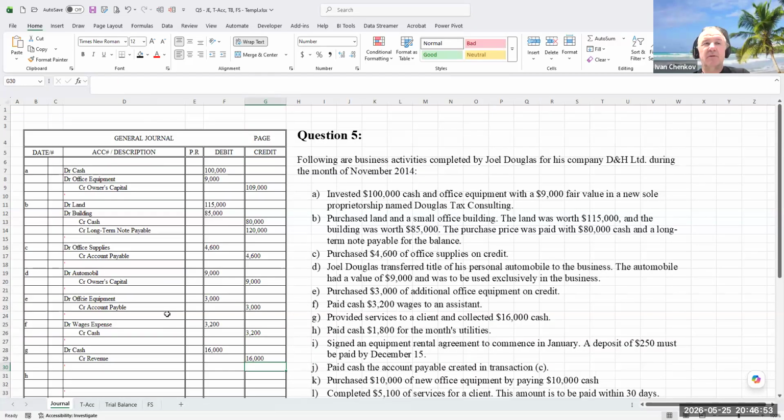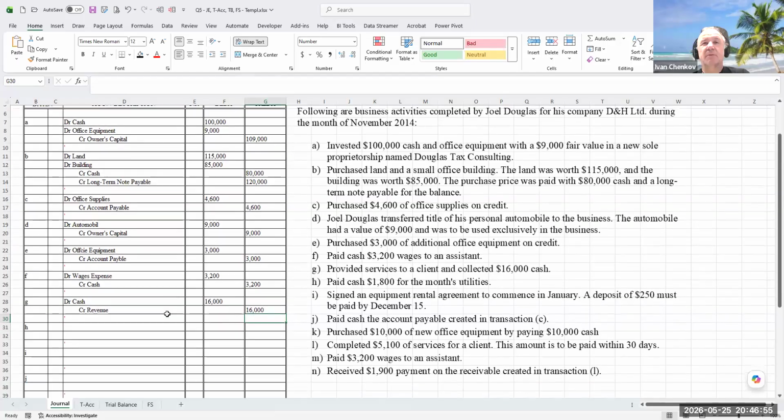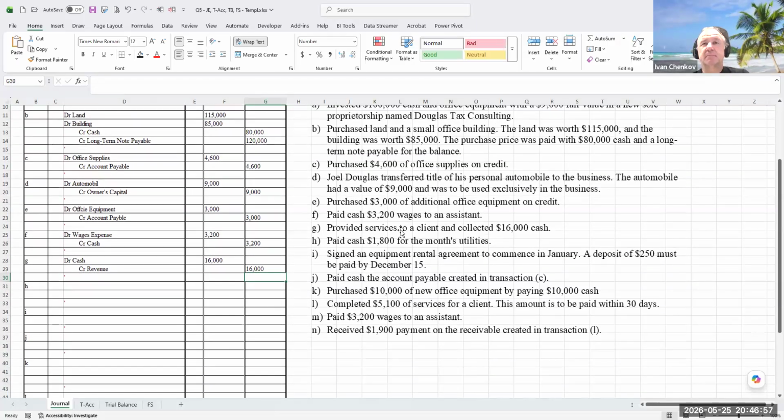Let's keep going with our transactions. Let's see what else is going to happen with this company. So, next thing, letter H. Now we pay in cash the month's utilities. Debit, utility expenses, right?